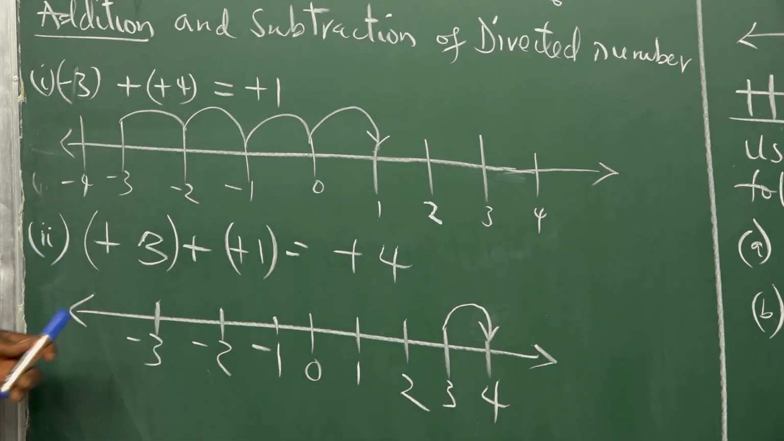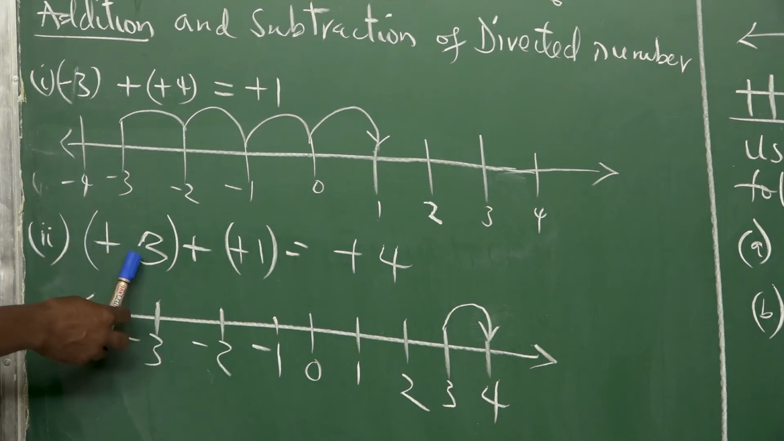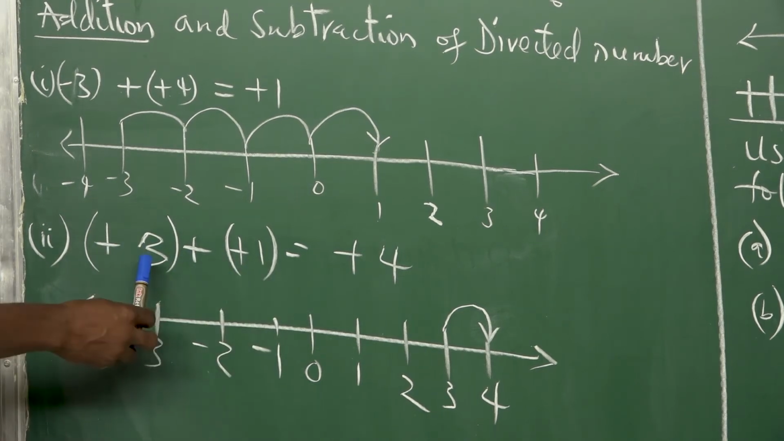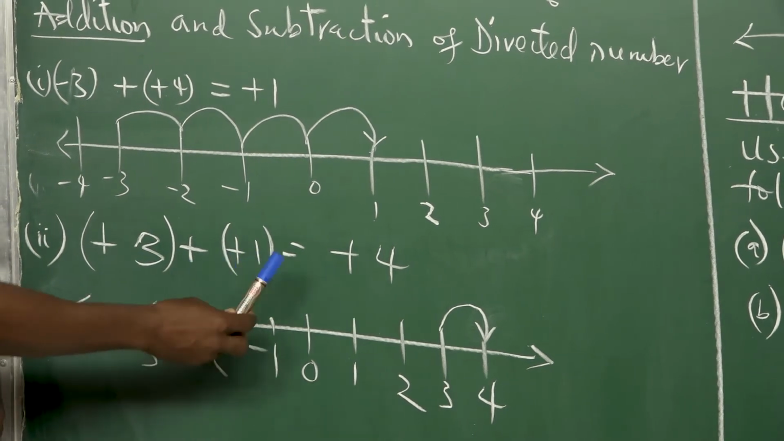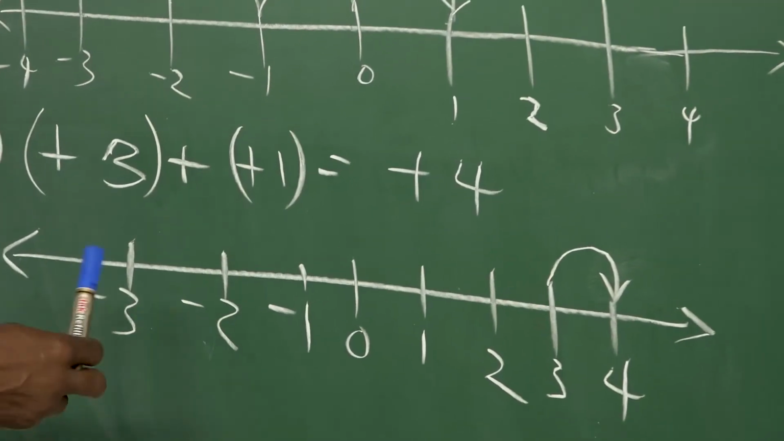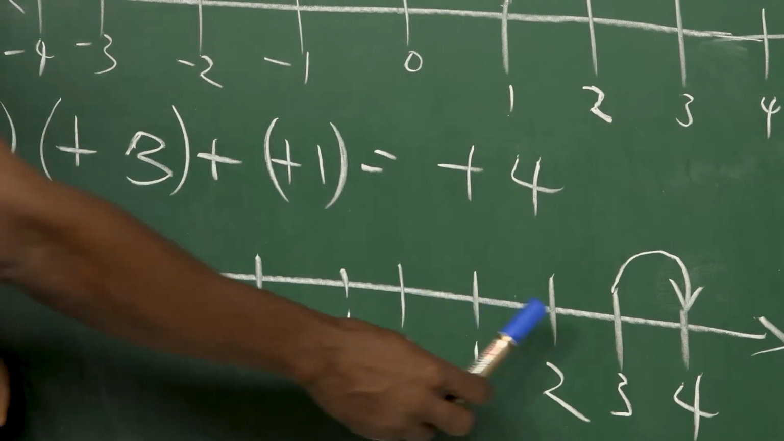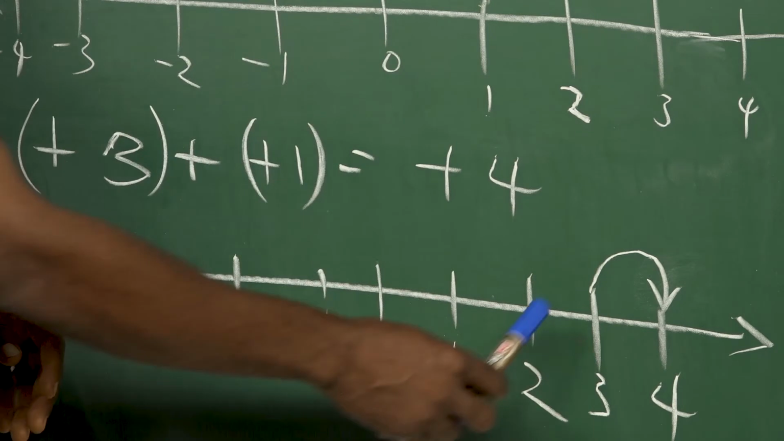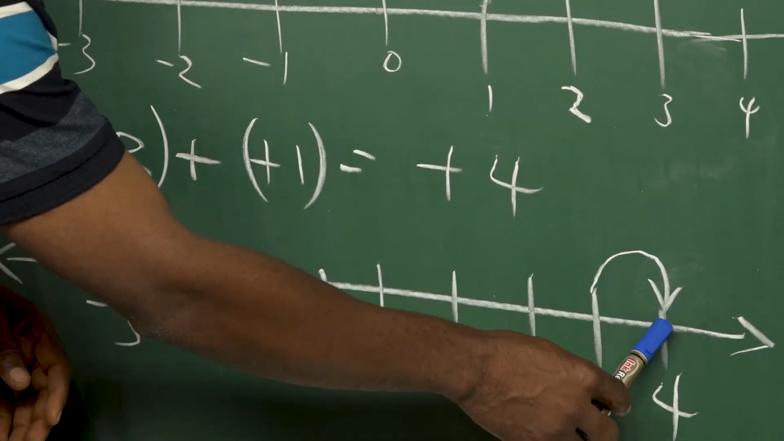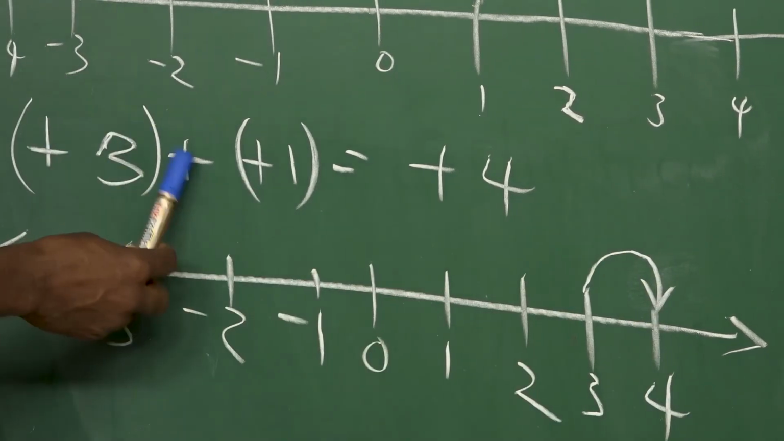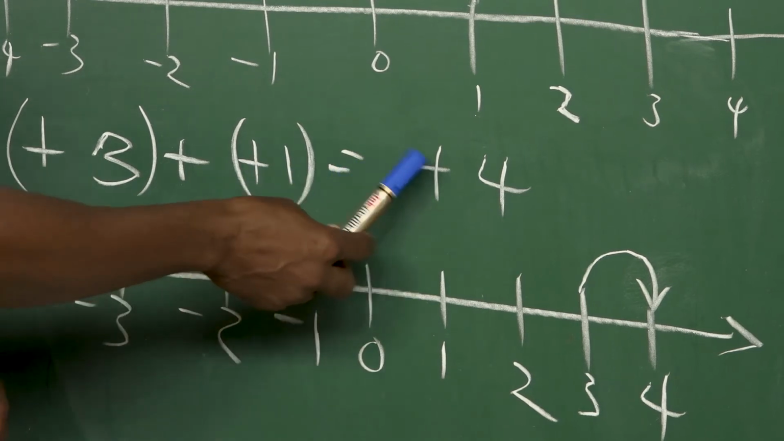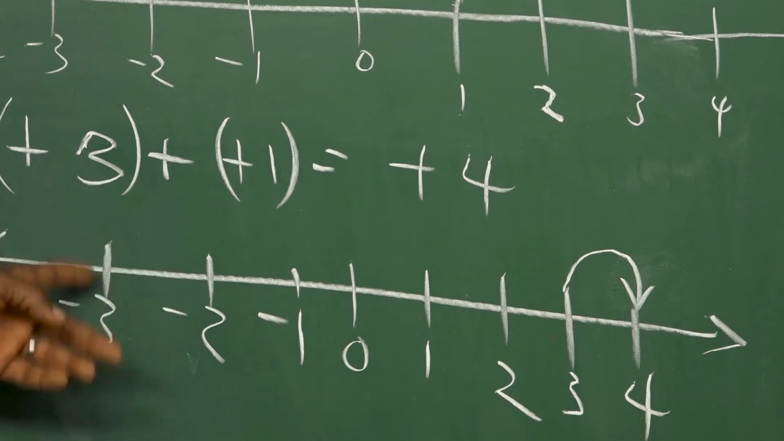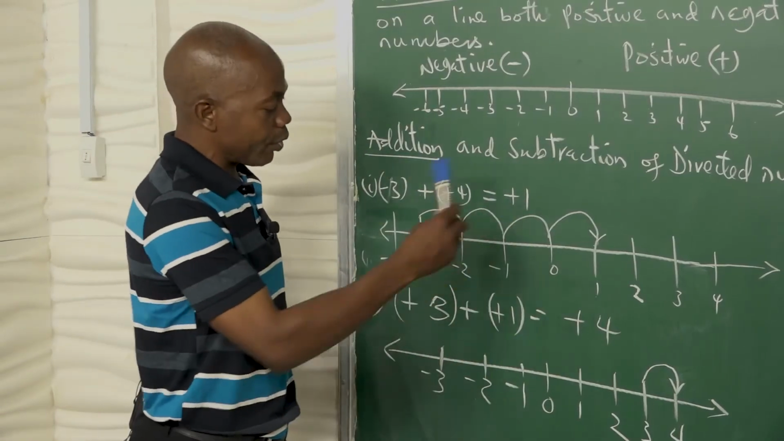Example number 2, still addition. Plus 3 plus 1. You go to the side where you have plus 3. That's where you start. To add 1 is just one step. You count 1 and it stops at 4. So plus 3 plus 1 equals plus 4. So the addition is to the right, so you count plus 1, one step.